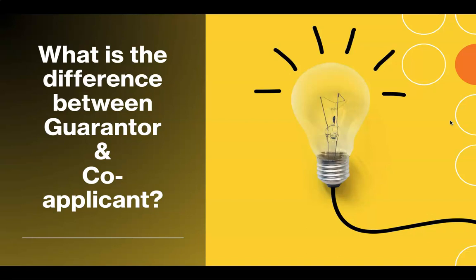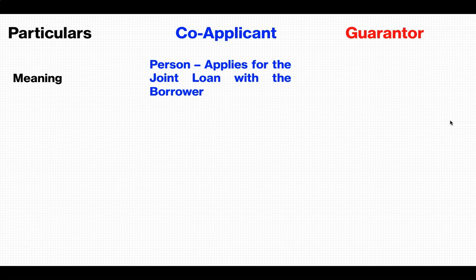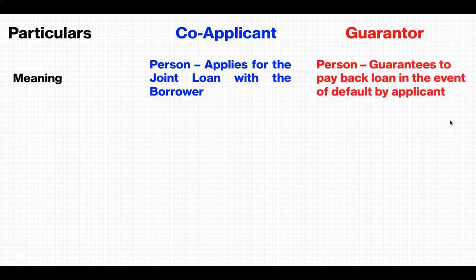Let's understand the difference between guarantor and co-applicant. So who is a co-applicant? A co-applicant is basically a person who applies for a joint loan with the main borrower. Whereas a guarantor is a person who gives a guarantee to the bank that the guarantor will pay back the loan in the event of default by the applicant.